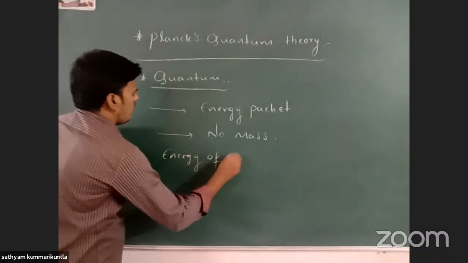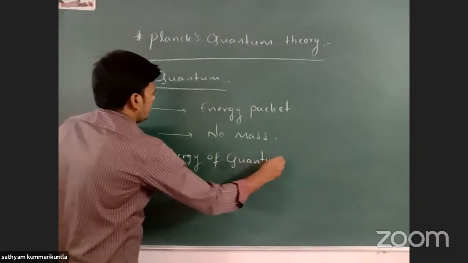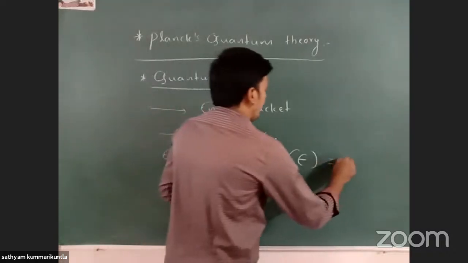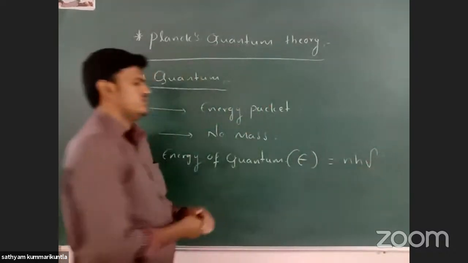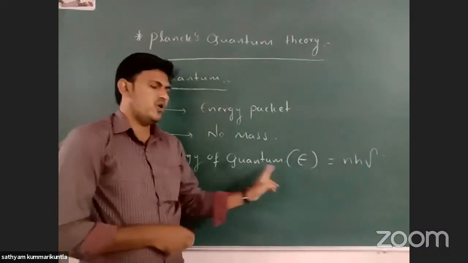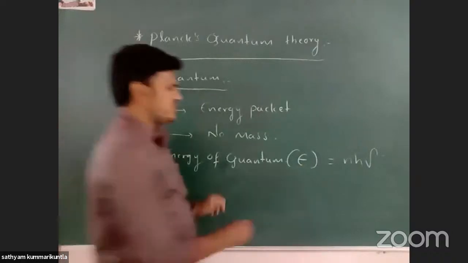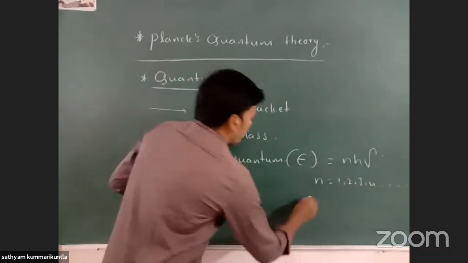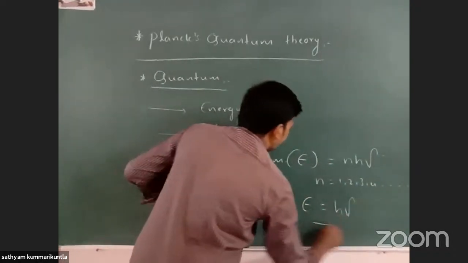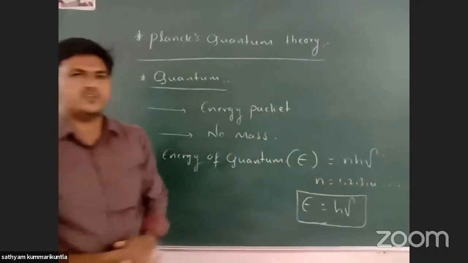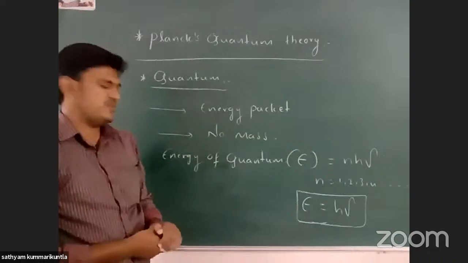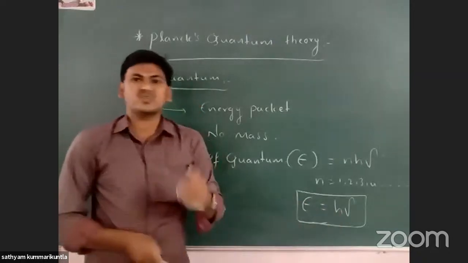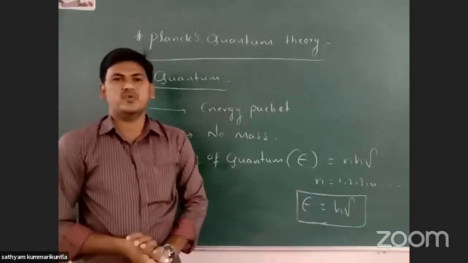Energy of quantum, capital E, is equal to n h nu. So the energy of quantum E is equal to n h nu, where n equals 1, 2, 3, 4, etc. So finally the formula is E equals h nu. In this, E means energy of quantum, h is Planck's constant, and nu is frequency.